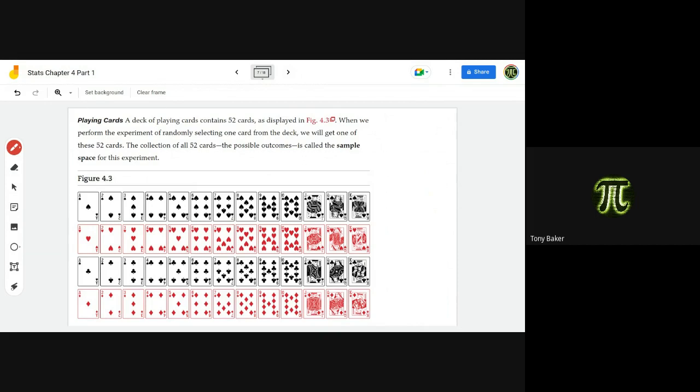What are your face cards? Jack. How many face cards are there? There's 12. The aces are not face cards. But can it be like 1 and 11? So the ace could be 1 or 11, depending on what you're playing, absolutely. But a face card has a face on it.